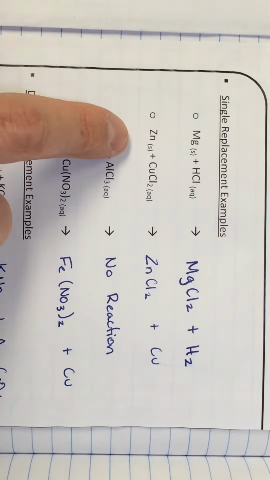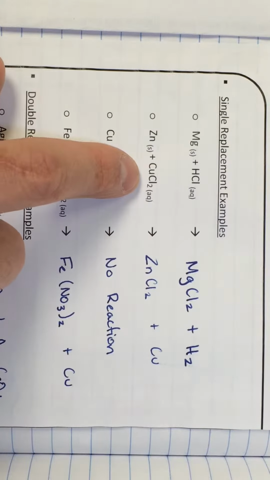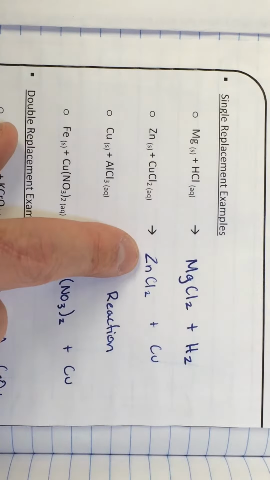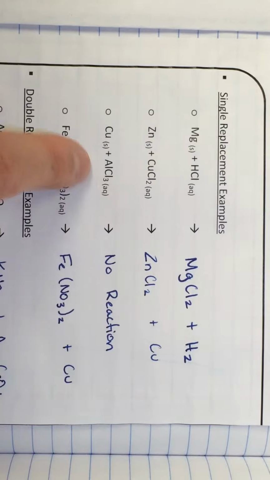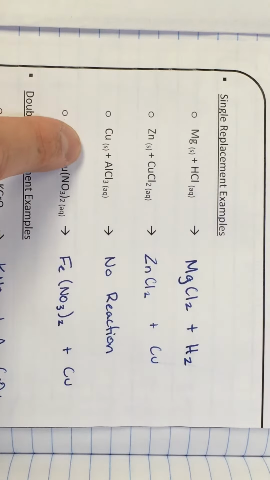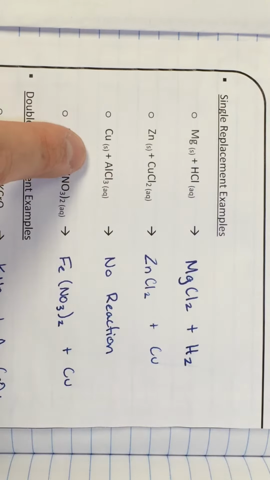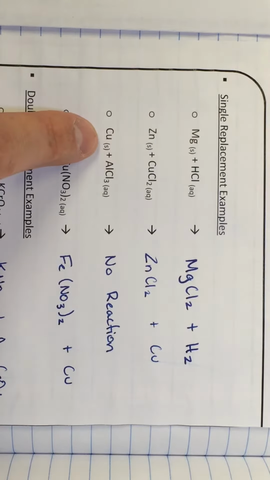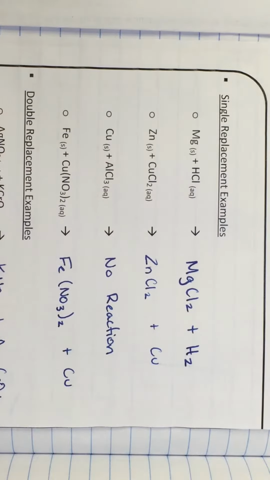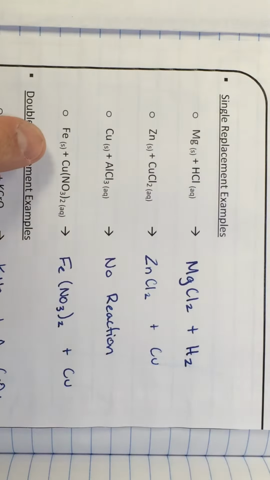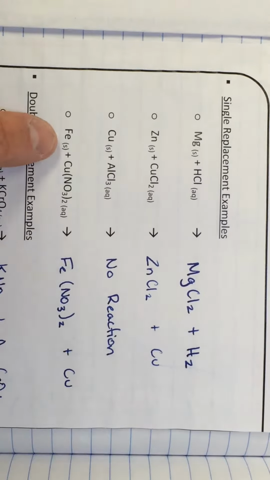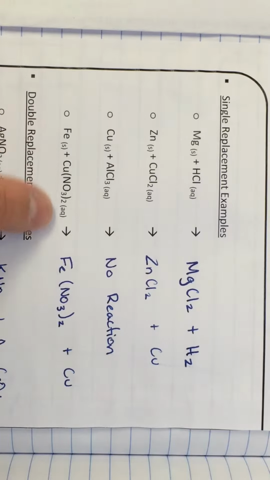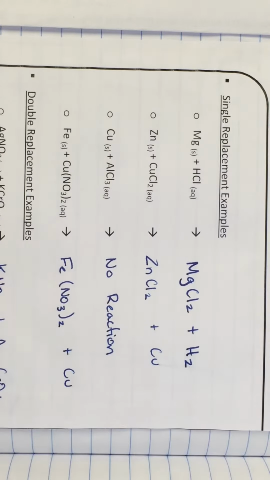The second example is zinc plus copper 2 chloride. These react to form zinc chloride and copper because zinc is a more active metal than copper. In the case of copper plus aluminum chloride, no reaction will actually occur because aluminum is more active than copper. And since copper is less active, it can't actually replace aluminum in this compound. Lastly, we have iron plus copper 2 nitrate. Iron is more reactive than copper, so it will displace copper in the compound, forming iron 2 nitrate and copper.